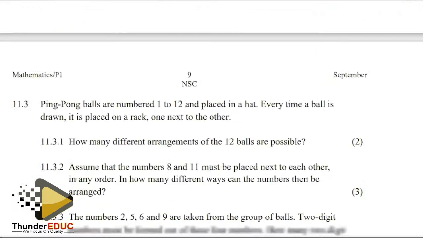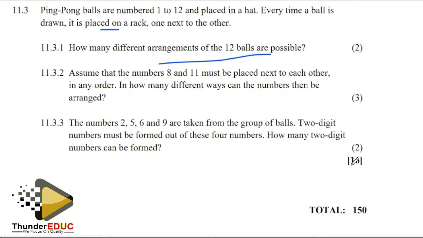Then question 11.3. Ping pong balls numbered 1 to 12 are placed in a hat. Every time a ball is drawn, it is placed on a rack, one next to the other. How many different arrangements can the 12 balls be obtained in? So that is 12 factorial. Okay. They are telling us to assume that the numbers 8 and 11 must be placed next to each other. So these ones are going to move together as a single block.